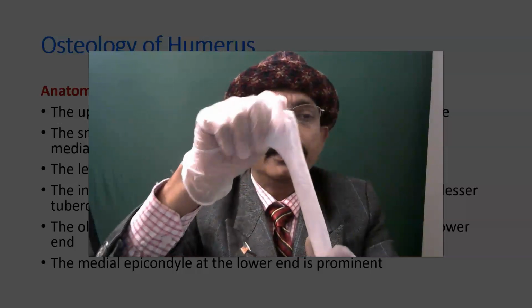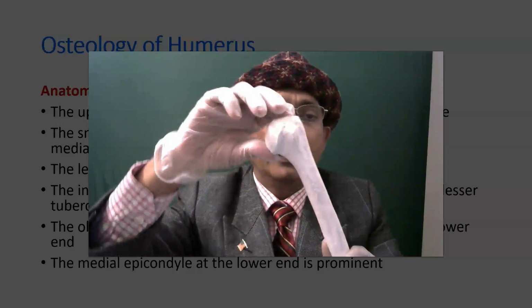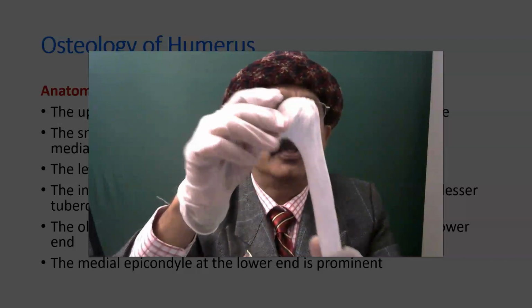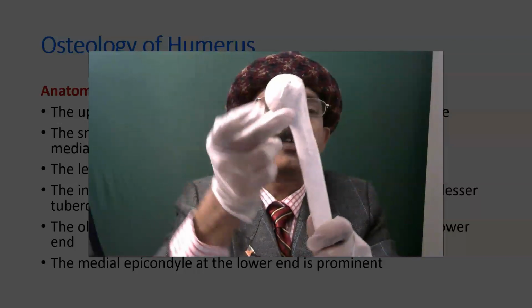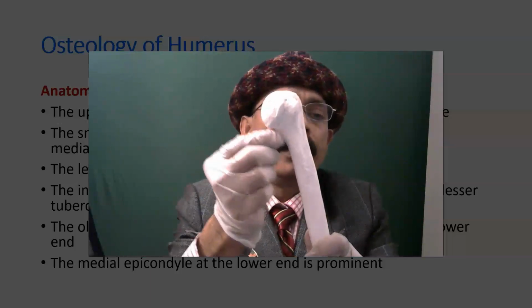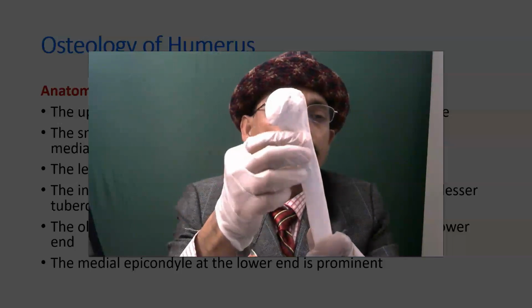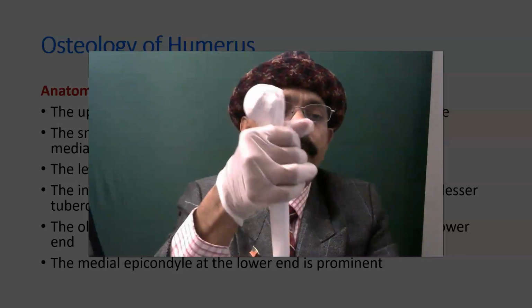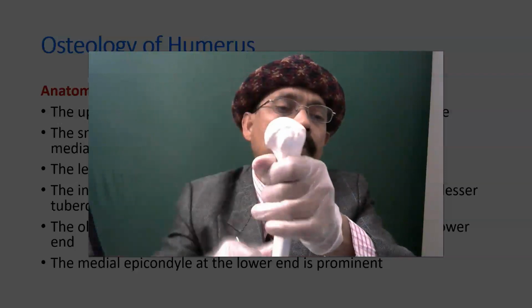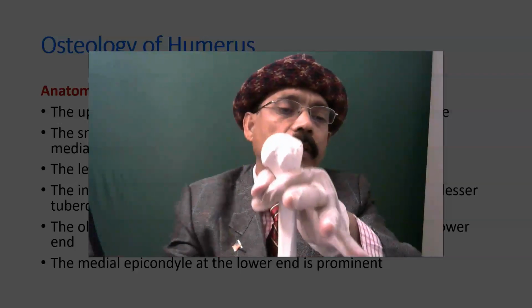We have the head and you have the anatomical neck here. The anatomical neck is the attachment of the capsular ligament, which extends a little bit down the neck. Then we have the surgical neck. This is the surgical neck. This area is the surgical neck.